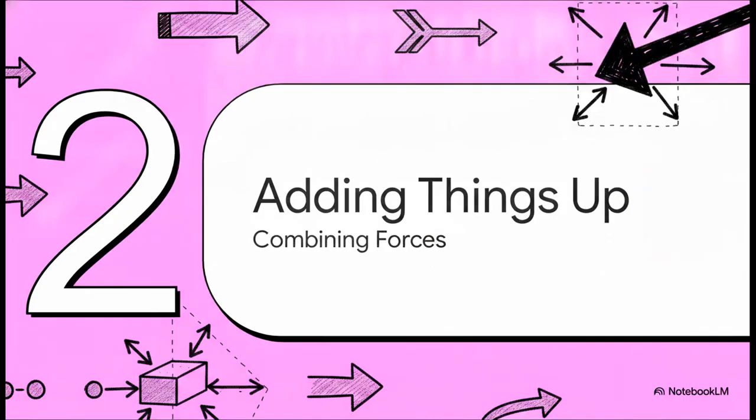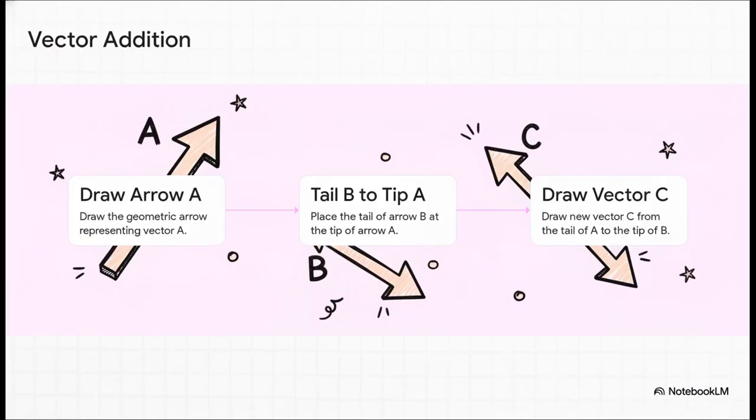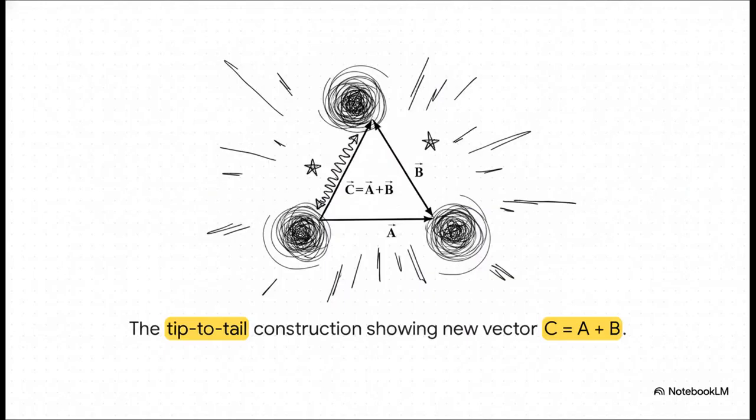Section 2. Adding things up, combining forces. Now, imagine you've got two forces pulling on a single object at the same time. To find our total resulting force, we use a super visual geometric construction known as the tip-to-tail method. It's pretty straightforward. You simply draw your first arrow, A, then you place the tail of your second arrow, B, right at the tip of A. Finally, you just draw a brand new vector from your starting point all the way to your ending point. And there it is, vector C, right in the middle.